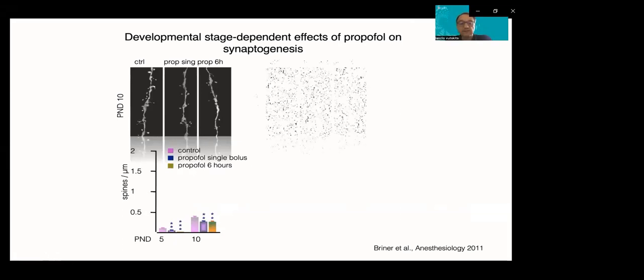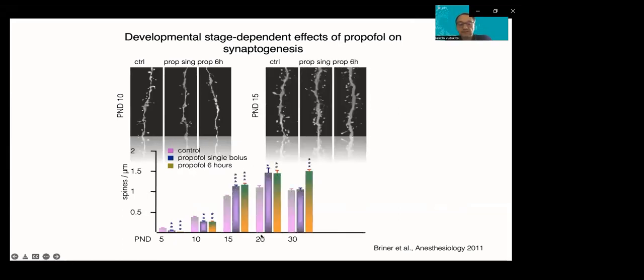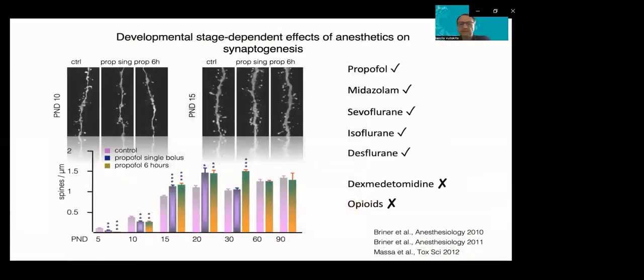On the other hand, and this was quite the contrast, if at later stages of development you expose these animals to anesthesia, it's not a decrease but an increase in the number of excitatory synapses. And then at later stages of life, even a 6-hour-long anesthesia exposure doesn't really impair excitatory synaptic density. And this was not just propofol. We've shown very similar effects with several other drugs. The only two big classes of drugs where we didn't find such effects were the opioids and the alpha-2 agonists, meaning that anesthetics can have developmental stage-dependent effects on synaptogenesis.